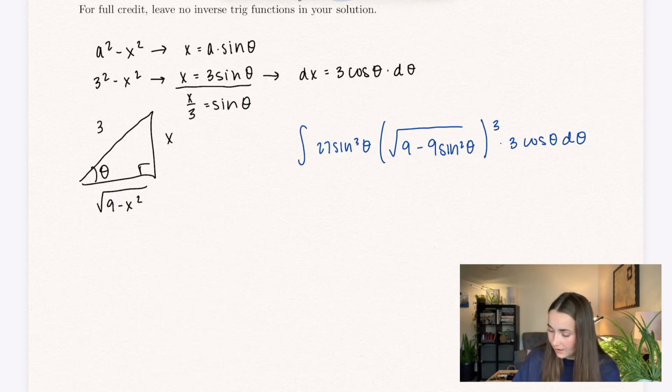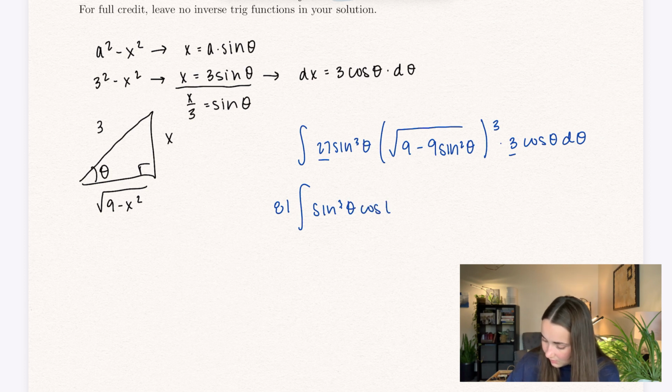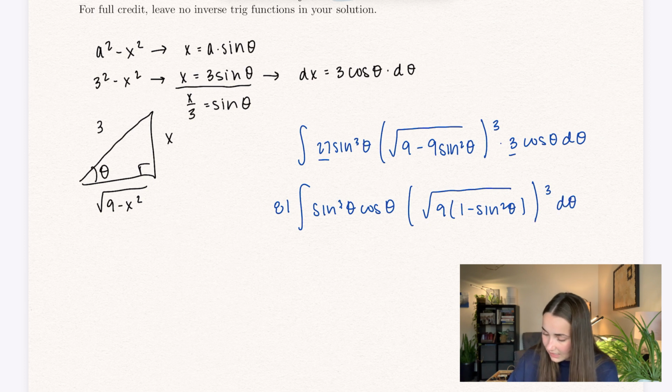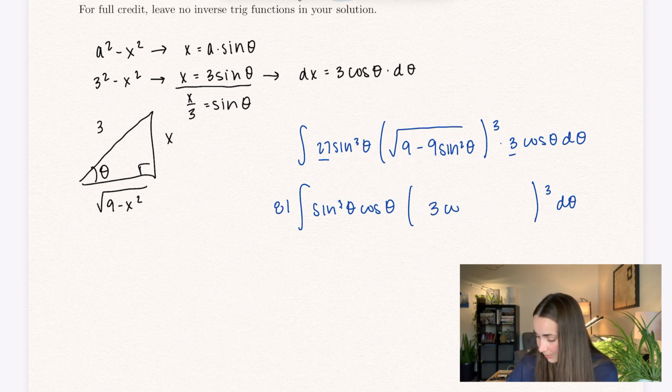We can go ahead and combine some things. So here, 3 times 27, that is going to be equal to 81, times the integral, that's sine cubed theta. That cosine of theta is right there. And let's go ahead and simplify the inside of this. So I can factor out a 9, and we get 1 minus sine squared of theta. That is equal to cosine squared of theta. And here we can actually take the square root of both of these. The square root of 9 is just going to be 3. The square root of cosine squared is just going to be cosine.